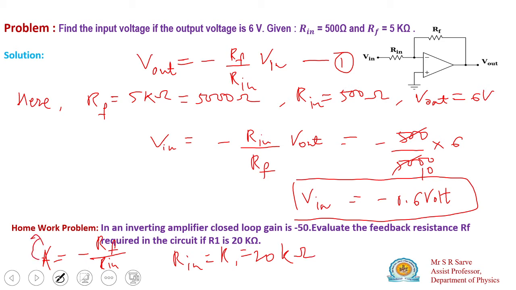The gain is given as A equals minus 50. Simply substitute the values of RF and R1. Since the gain is given as negative, don't take the negative sign. Here A equals RF divided by R1, so substitute the value of the input resistance and multiply it with the gain, and you will get the feedback resistance. So this is about your inverting amplifier.